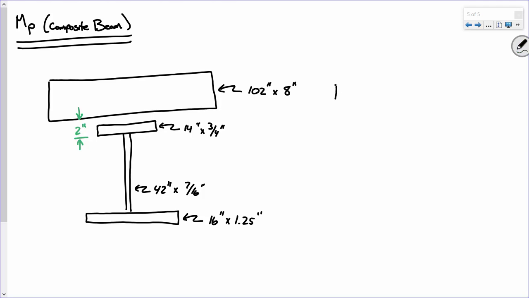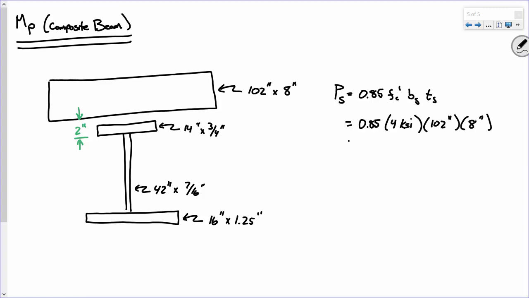So let's do P sub S. So that's 0.85 times F'c times b sub s times t sub s. Now, a reasonable F'c, unless you're otherwise told for a bridge slab, would be 4 KSI. And that's sort of the minimum standard anyways, times 102 inches times 8 inches. And what does that yield?